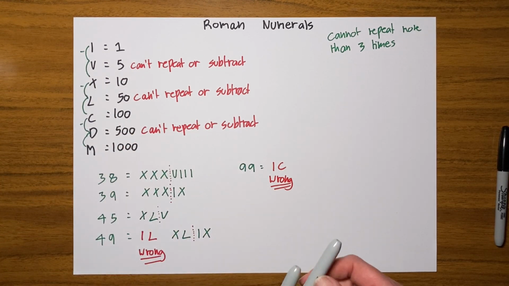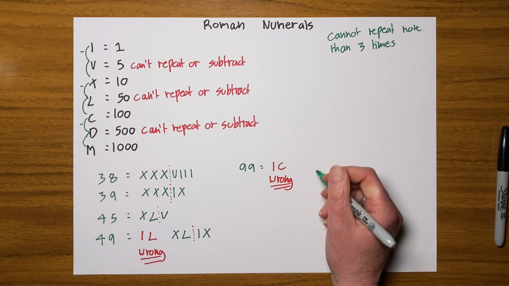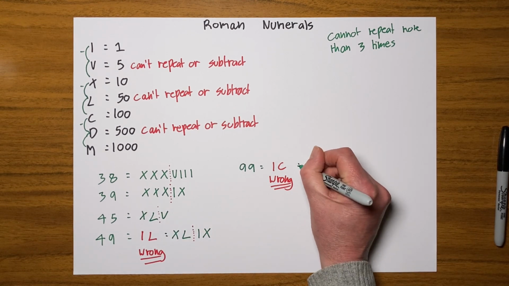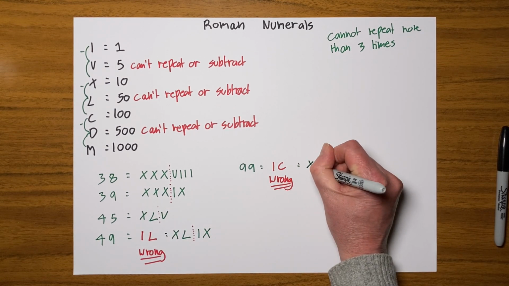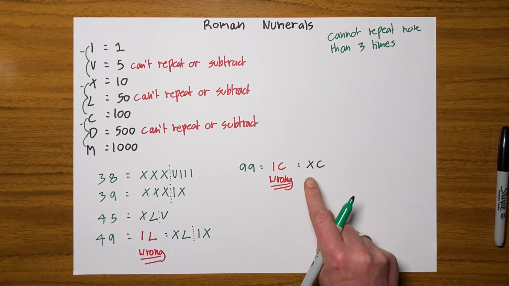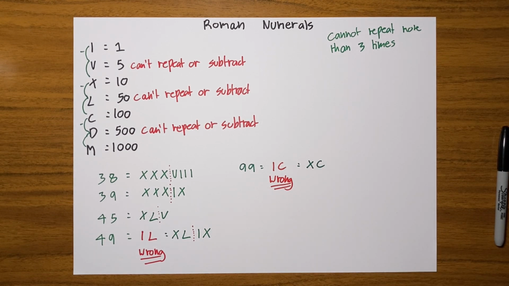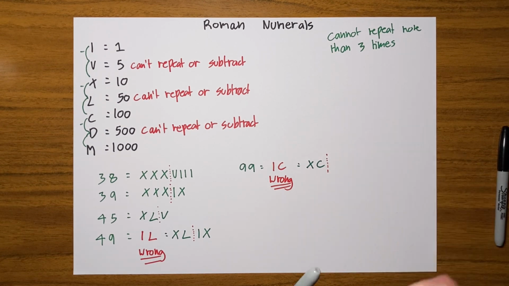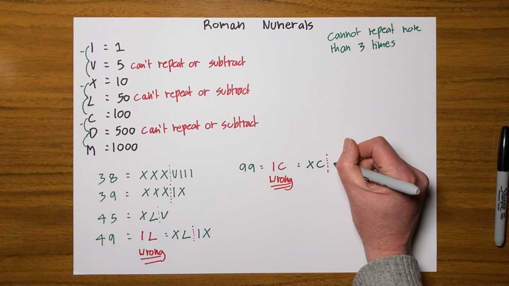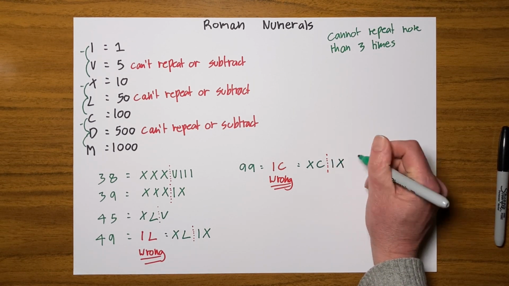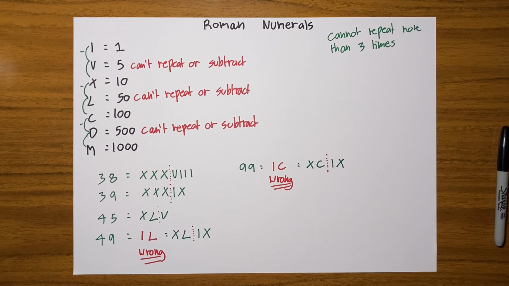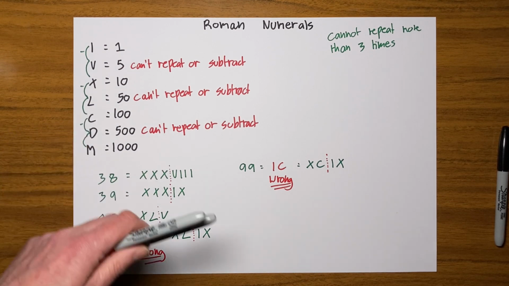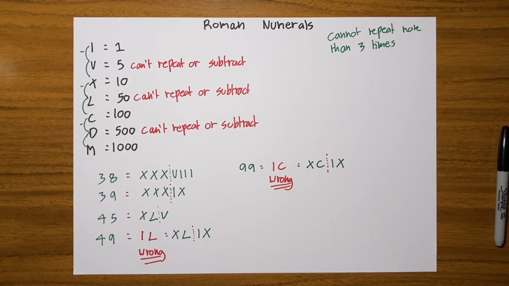I have to do the 90 first. And the way I'm going to do the 90 is going to be 10 less than 100. So that's my 90, XC. If you want, I can almost do my place value split. And then I'm going to do the 9, which would be 1 less than 10. So that's how I will do 99.